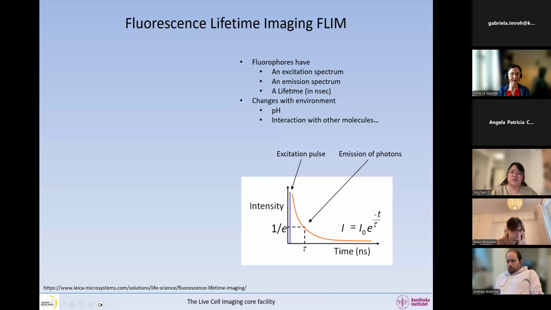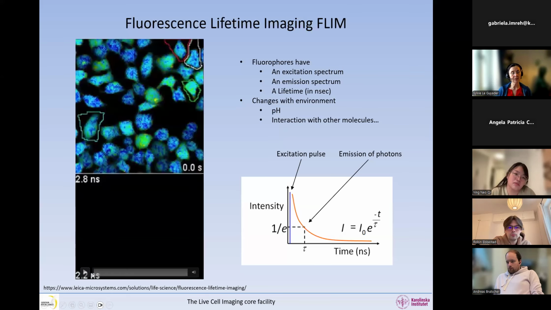So this lifetime is extremely useful because it changes with the environment of the fluorophore. If the pH is different, we're going to have a different lifetime. And if the molecule interacts with other molecules, then we may have a different lifetime as well. So this is really useful because it means that, for example, you can visualize the same molecule with a different lifetime in a different environment. If it's inside an endosome or outside the endosome, you're going to get a different lifetime, even though it's the same molecule. The excitation and the emission spectra do not change, but the lifetime will change based on the environment.